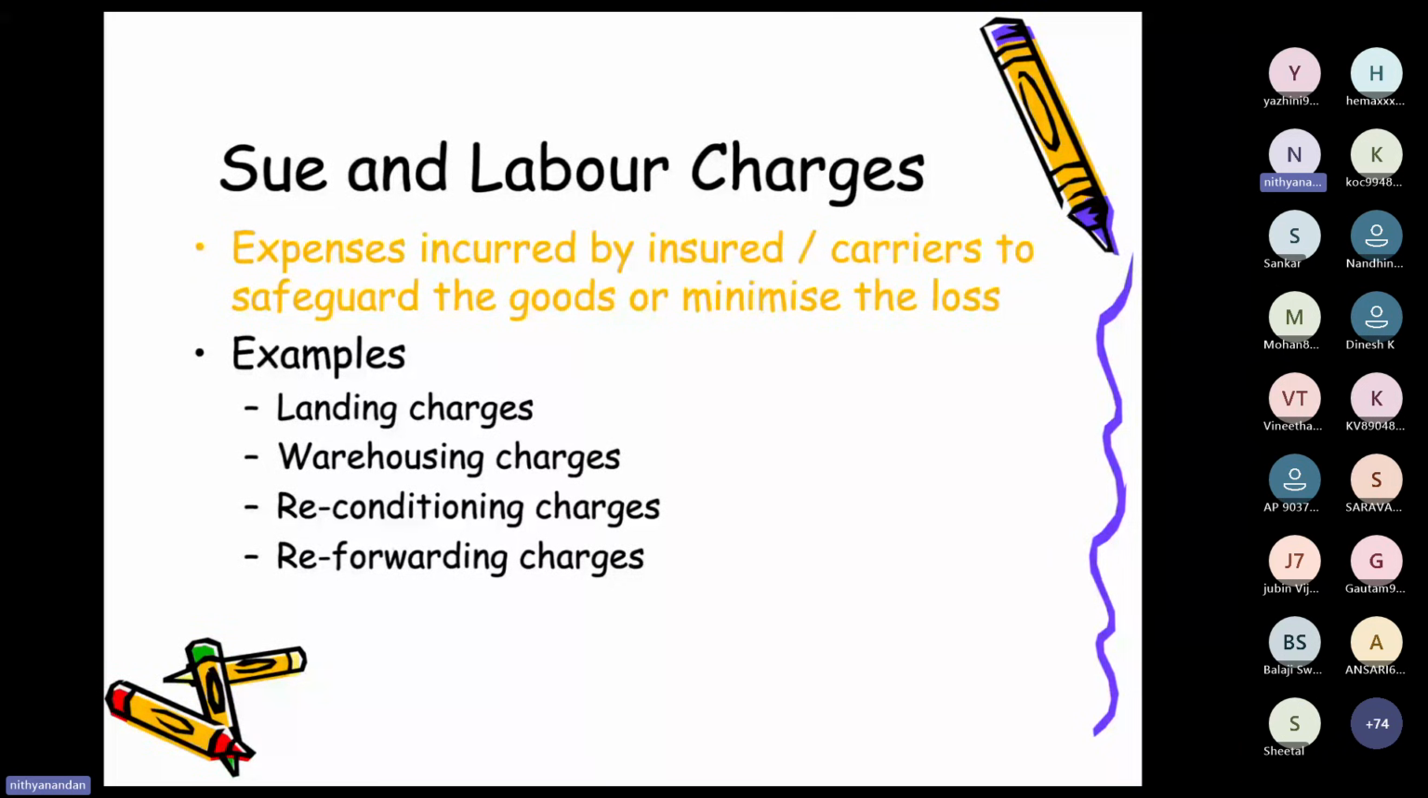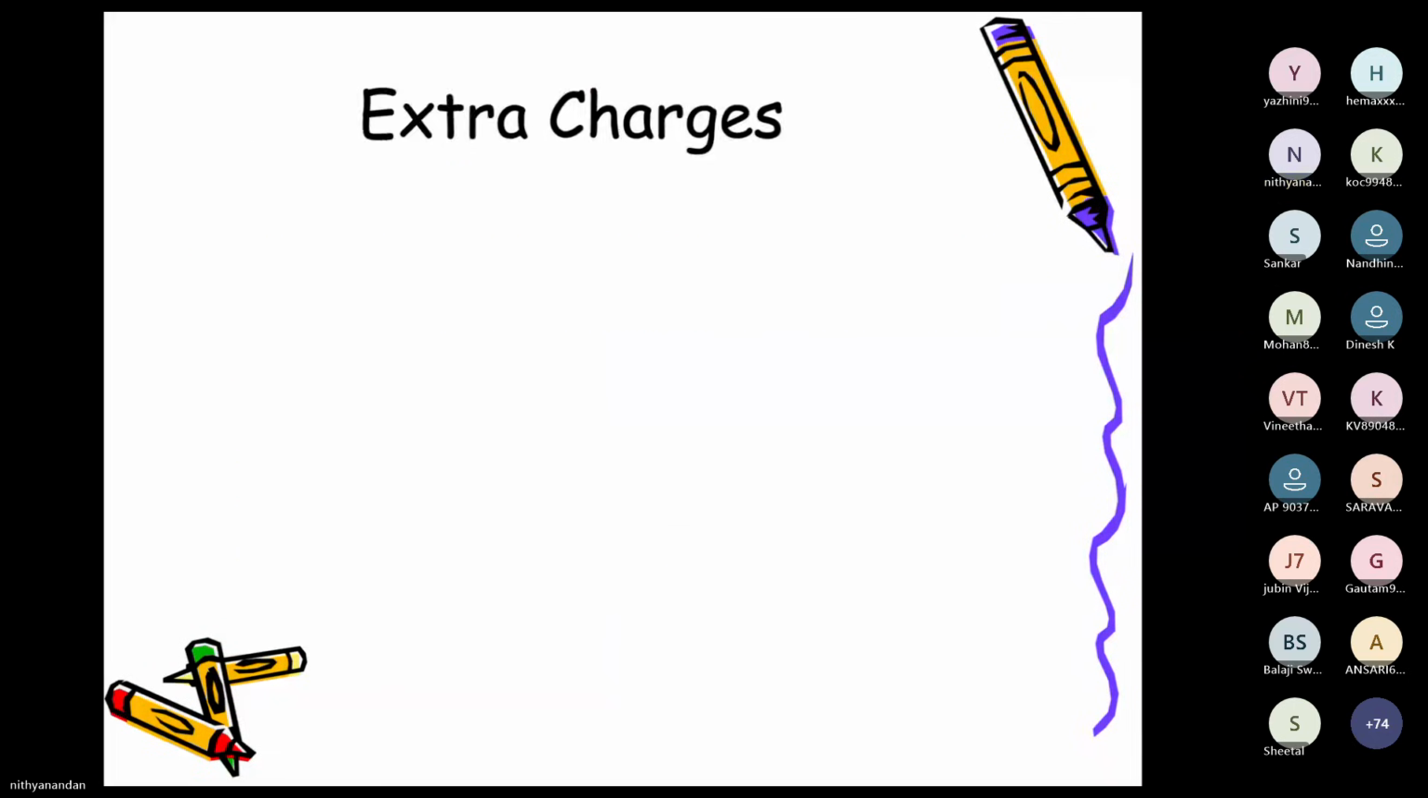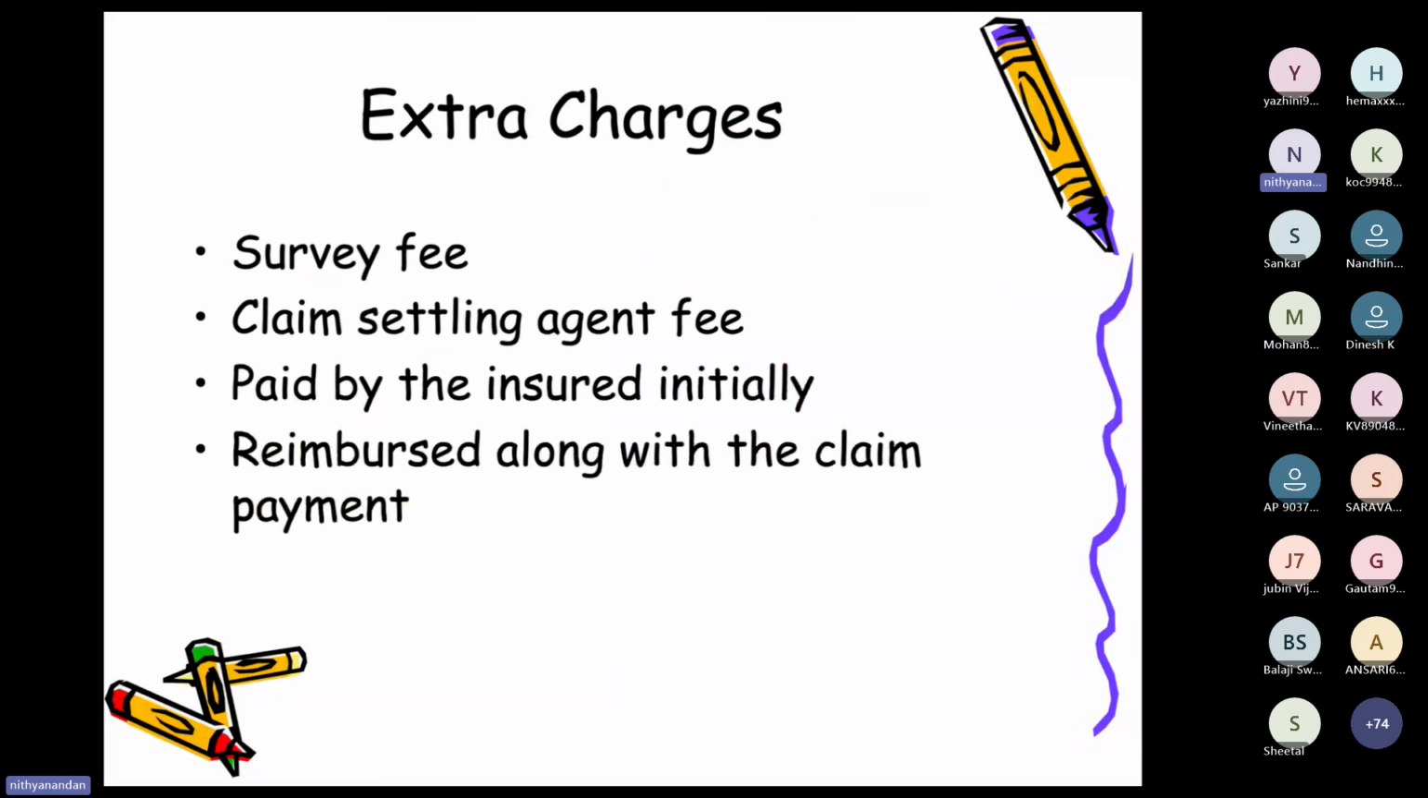So these are 2 key words. Short of destination means before the arrival of the ship at the destination. Sworn labor charges are spent short of destination, and they are spent to safeguard only one cargo, right? Second one: extra charges, claim survey fee, claim settling agent fee.